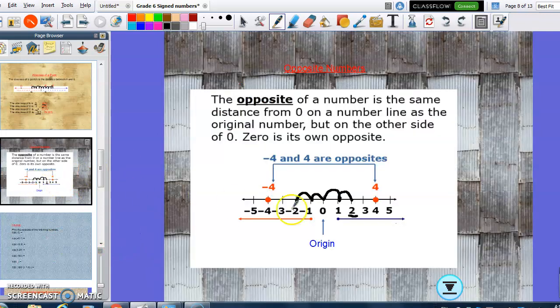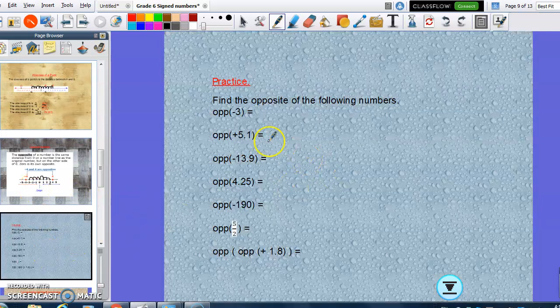Opposite of minus 3 is the same. Minus 3 is located here. It is 3 units to the left. So 1, 2, 3. The opposite of minus 3 will be 3 units to the right. So 1, 2, and 3. So the opposite of minus 3 will be a plus 3. Or we can simply change the negative sign to a positive sign.